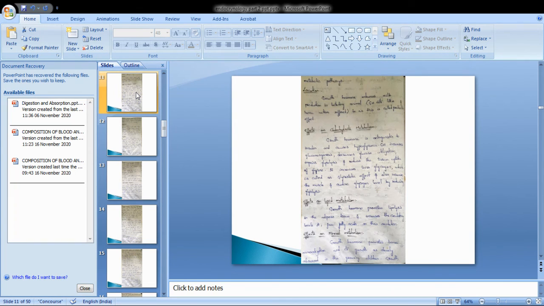Growth hormone causes positive balance of minerals: calcium, phosphate, magnesium, etc. It also promotes the retention of sodium, potassium, and chloride ions in the body.